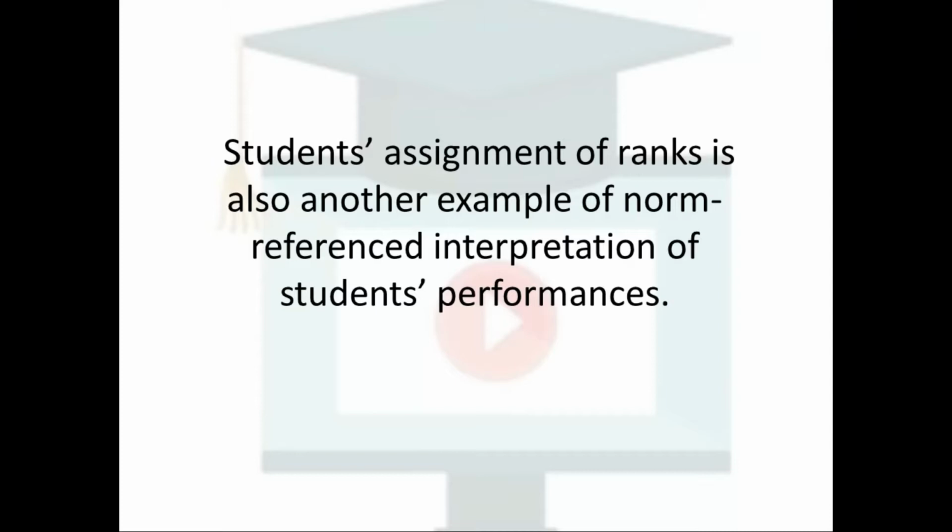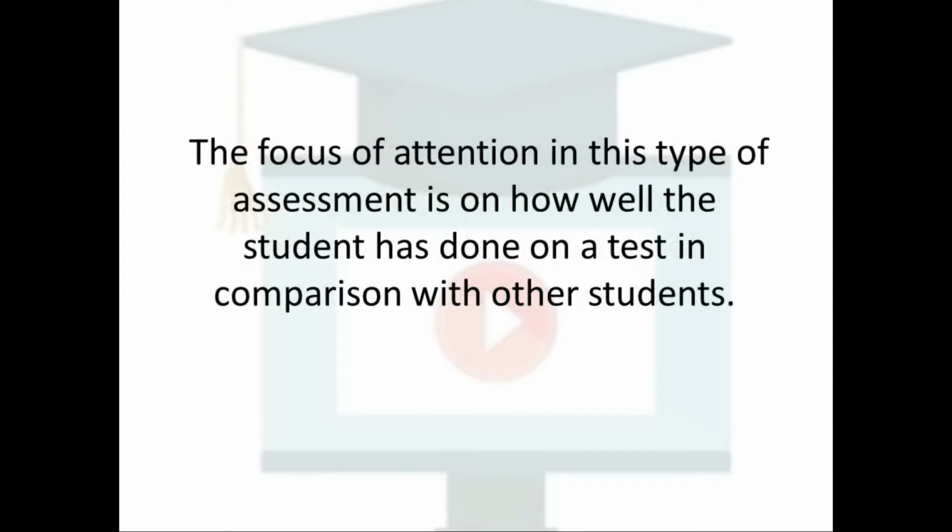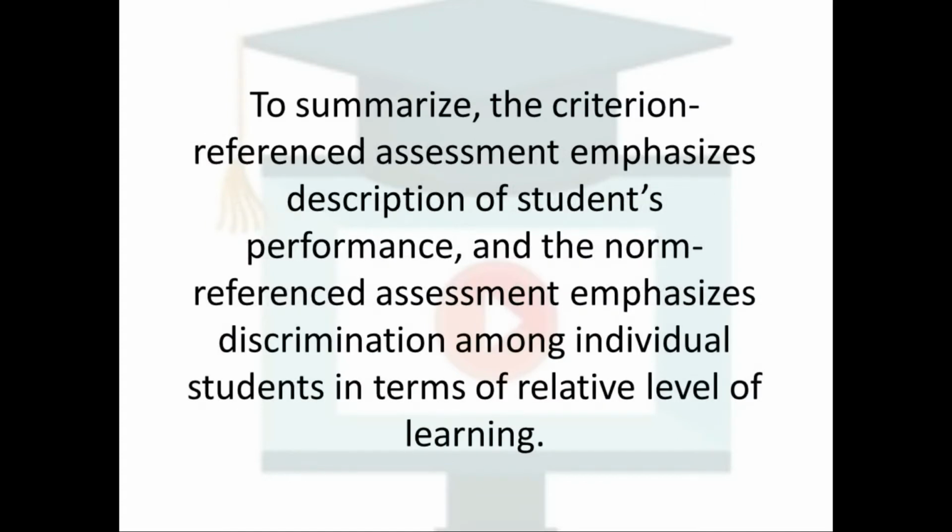Students' assignment of ranks is also another example of norm-referenced interpretation of students' performances. The focus of attention in this type of assessment is on how well the student has done on a test in comparison with other students. To summarize, the criterion-referenced assessment emphasizes description of students' performance, and the norm-referenced assessment emphasizes discrimination among individual students in terms of relative level of learning.